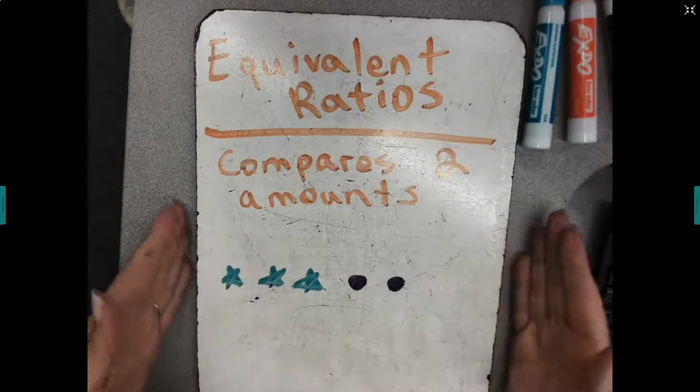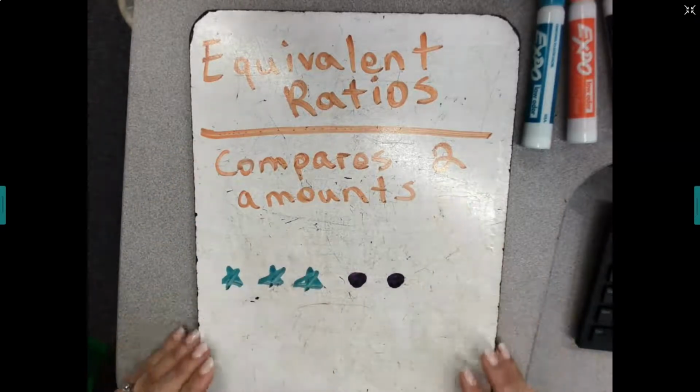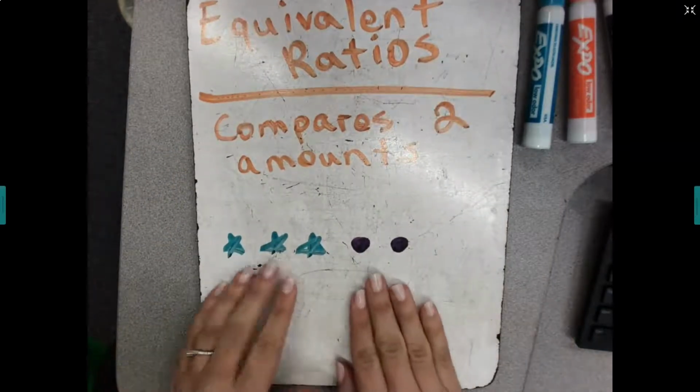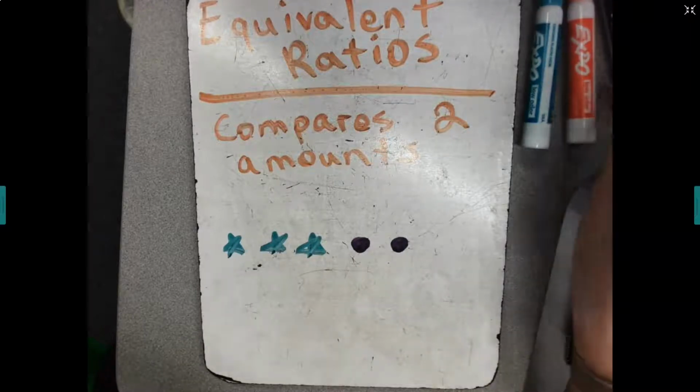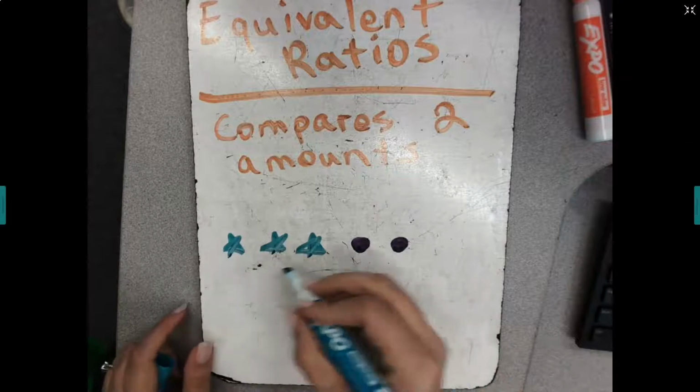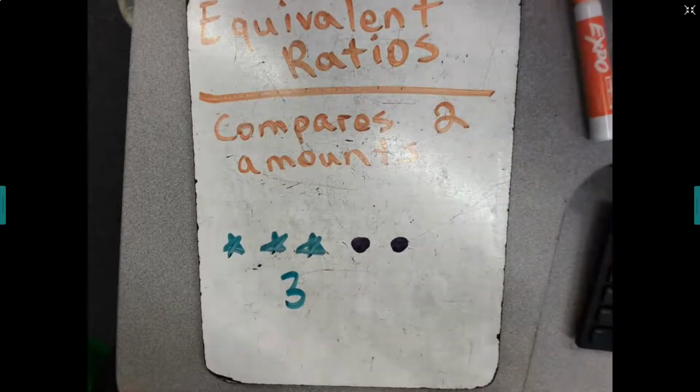We're going to talk about ratios today. So a ratio compares two amounts. Let's look at this simple example. We have 3 stars and 2 circles here. We could describe this relationship with a ratio, which looks like this.